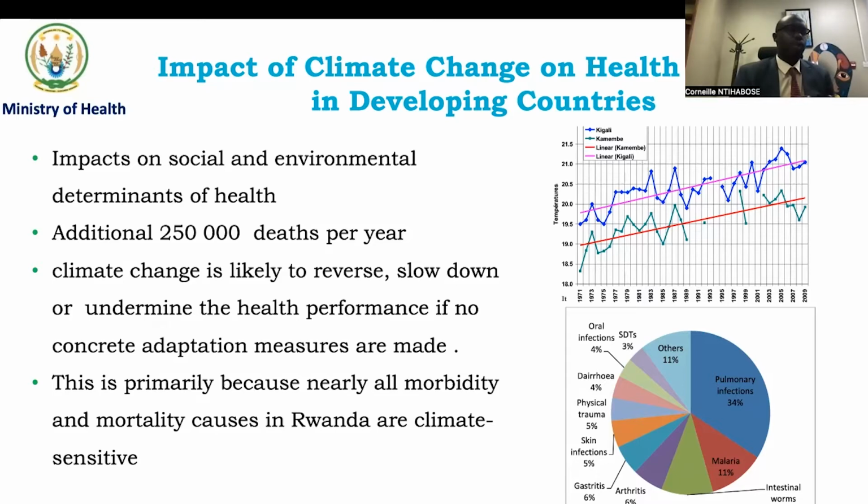If you look at the diagram on the right side, the right lower quadrant, primary infection is occupying 34% in Rwanda, malaria is occupying 11%, and also intestinal worms are occupying 11%. So this morbidity data is climate linked and climate sensitive. If you have changes in climate, you can have a rise in cases of malaria. We saw in 2015 and 2016 more cases of malaria because of changes in climate. Next.